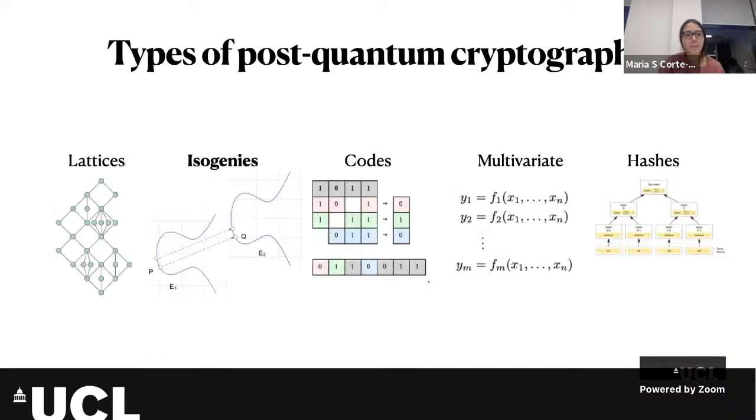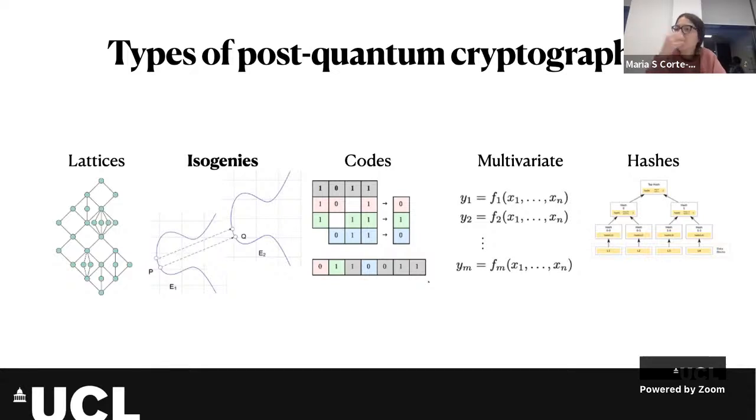Okay, so there are 5 main types of post-quantum cryptography that have been researched. The first is lattice-based cryptography. In this type of cryptography, you work with lattices of many dimensions, like thousands of dimensions. And the hard problem that underlies the security is the fact that finding short vectors in this lattice is difficult to do in general.